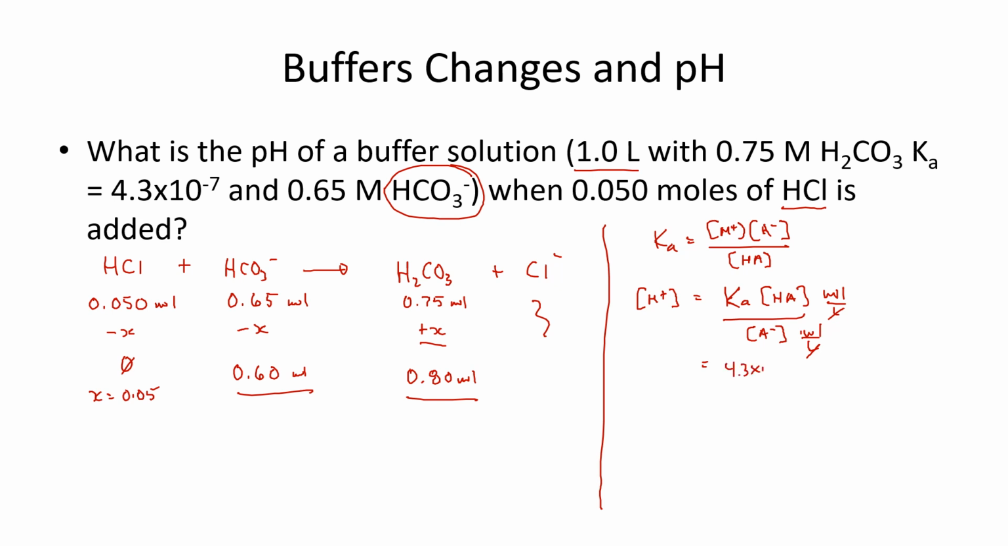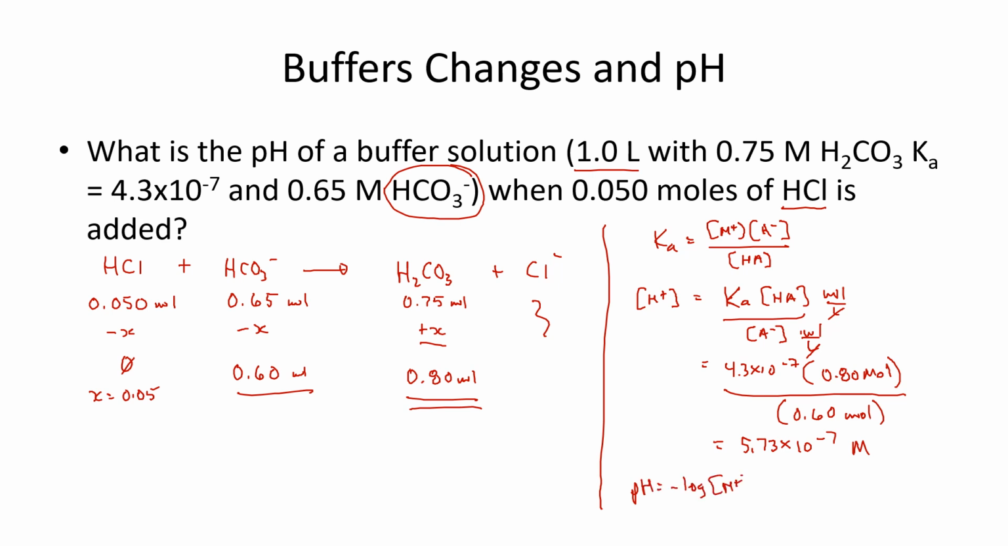So let's put our values back in here. We've got 4.3 times 10 to the negative 7. We're going to multiply this by the acid part, which is this guy, 0.8 moles per liter, or moles, and then divide that by the 0.6 moles for the conjugate base, and let's see what that comes out to. So it's 5.73 times 10 to the negative 7 moles per liter, and of course if we want the pH, it equals negative log of that hydrogen ion concentration, which equals 6.2. Yay!